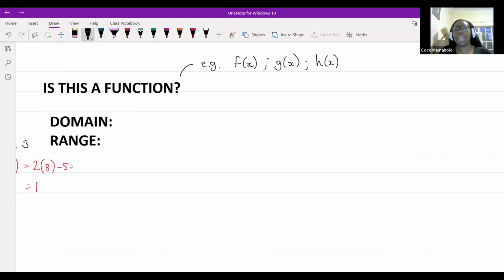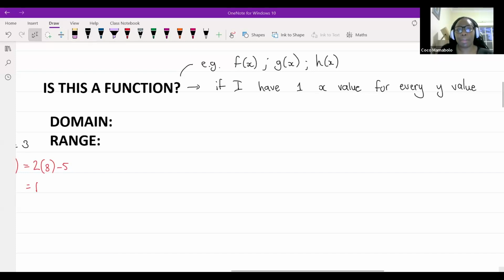Now, for any of our graphs, like the straight line that we drew, the way we're going to tell if something is a function is if I have one x value, sorry, one y value for every x value. And the way we can do this on a particular graph is if we can do something called a vertical line test. That's how we're going to test.